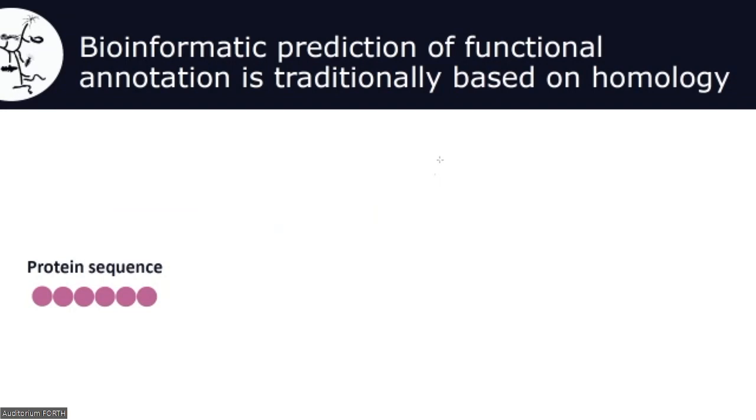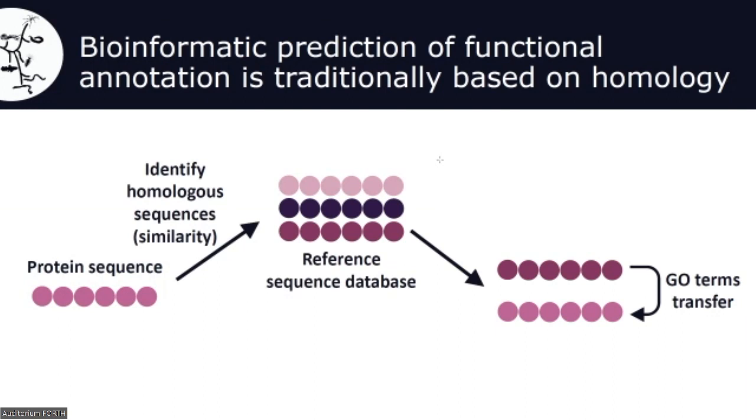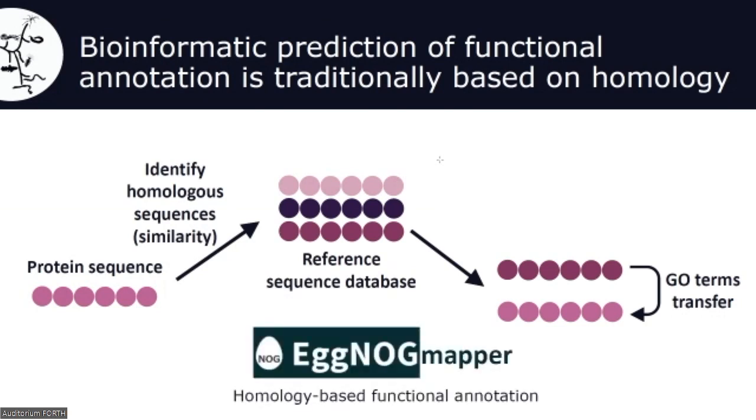And what we usually do is use tools such as BLAST to annotate them based on the sequence similarity, based on the homology that they have. So from our protein sequences, we compare them against a database, and we transfer the Gene Ontology terms, so that if this protein is similar to another that has GO terms, we assume that it has the same ones. One example of these tools is eggNOG-mapper, which is widely used for non-model organisms especially.